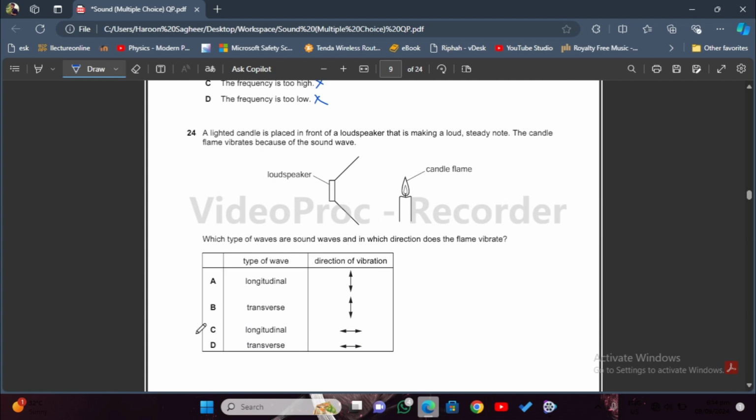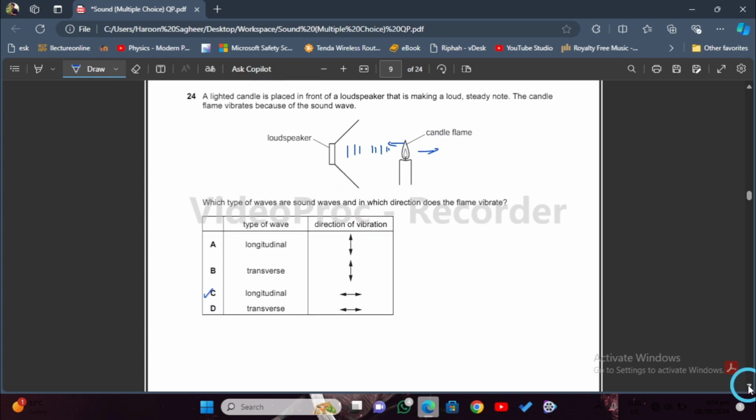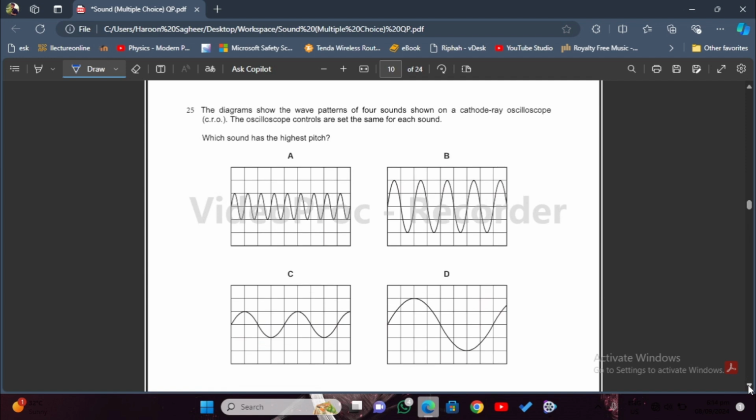Okay, now here's the same thing again. I'm just going to go with C here because we have already done this question. The loudspeaker is going to produce sound waves like this, and that flame would be moving back and forth because particles of the wave are moving back and forth, longitudinal in nature.